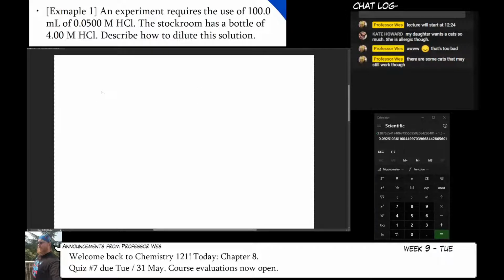All right, so just like before when I had P1V1 equals P2V2, I'm going to do something like this. We're going to make a little table. We're going to fill in all the numbers that we have. So the first sentence says, this is the solution that is required. I need these things. But the stock room has this thing. Well, we know that the stock room is going to be S, and we know the concentration because it's written as molarity. So I will write 4 molar HCl as my stock concentration.